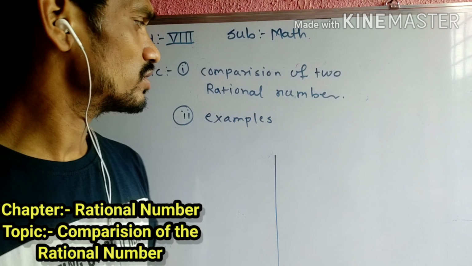Students, next we are solving question number 4: minus 3 by 2 and minus 5 by 2. In 3 by 2 and 5 by 2, which one is bigger? Give me the answer in the comment box. Which one is bigger? We have discussed that 5 by 2 is bigger than 3 by 2.